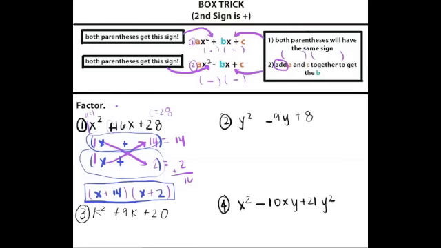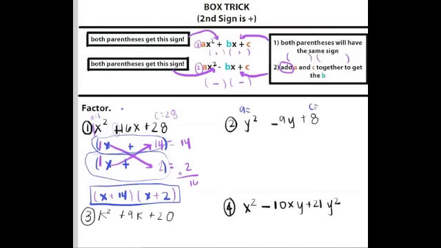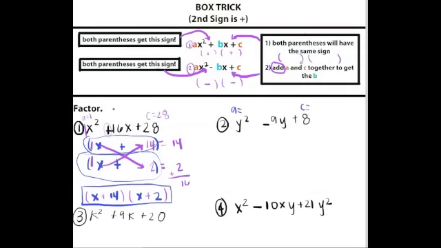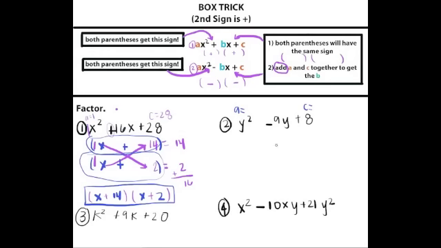Let's try another one like this, okay? So let's figure out what my A is. Let's figure out what my C is. Okay. So A in this problem is 1, because A is the number in front of y squared, and since there's nothing written there, we know it's 1. C is 8. Okay, so what we do is we look at this back sign. It's a plus, so that tells me my final answer is going to end up being the same sign. To figure out what sign that is, I look at the first sign, so it's minus, minus.